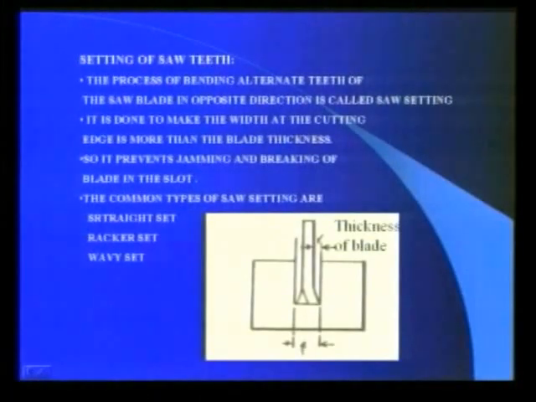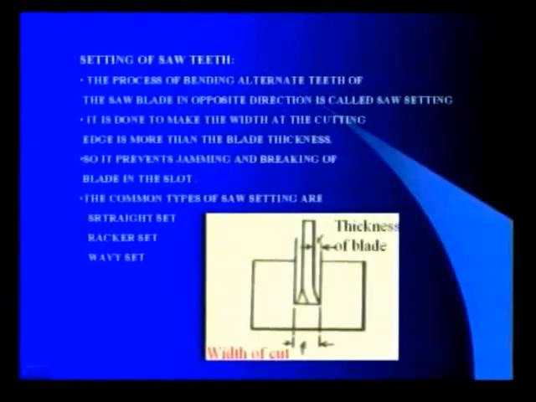Now we discuss about setting of saw teeth. The process of bending alternate teeth of the saw blade in opposite direction is called saw setting. It is done to make the width at the cutting edge more than the blade thickness. It is the width of the cut and it is the thickness of the blade. So it prevents jamming and breaking of the blade in the slot.